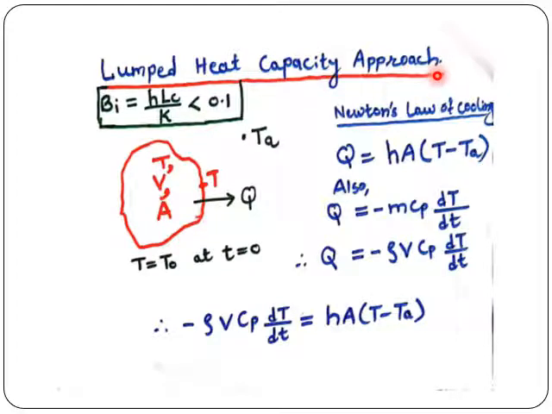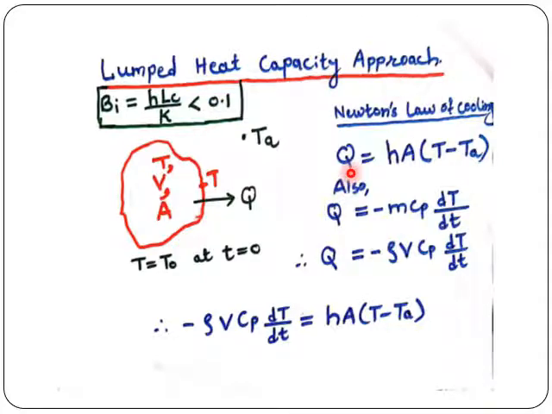So what is that? Let us derive that. If you have a solid and you know the volume of the solid, the surface area of the solid, the initial temperature at t equal to 0 and the surrounding temperature, and if you know the heat transfer coefficient, conductivity, density, and specific heat, all these properties of the solid, then we can use this lumped heat capacity approach.